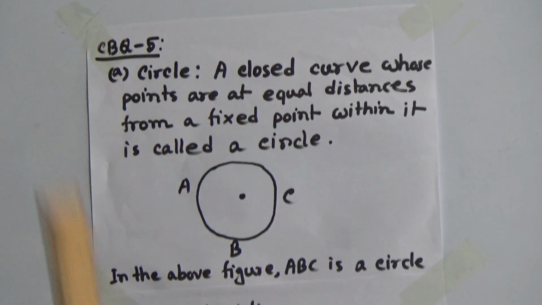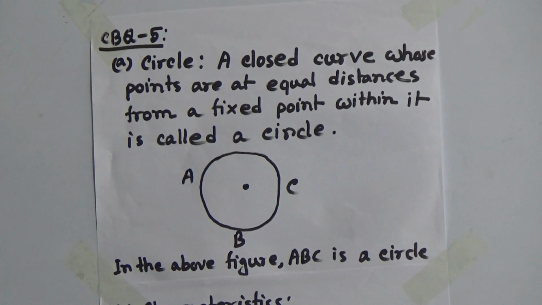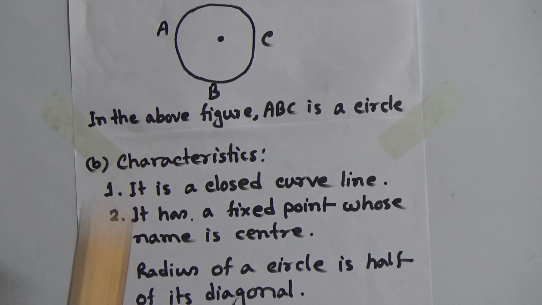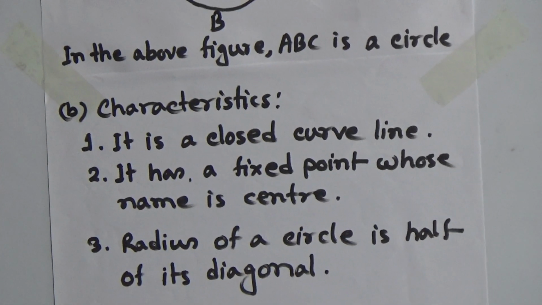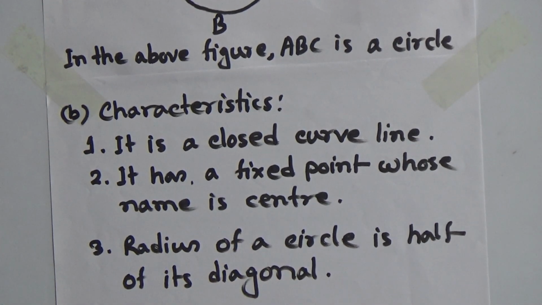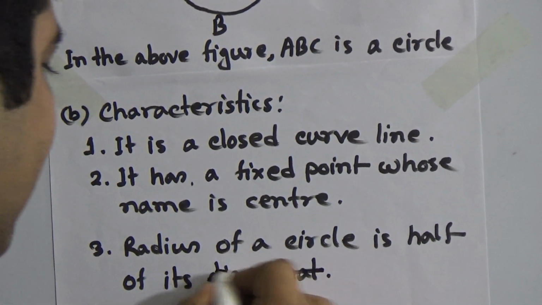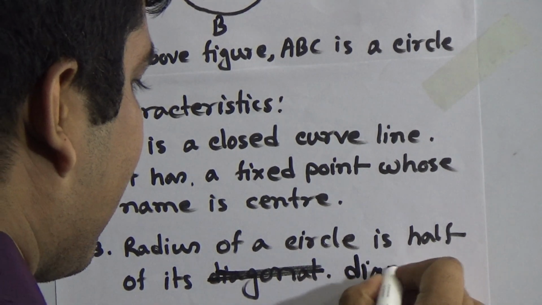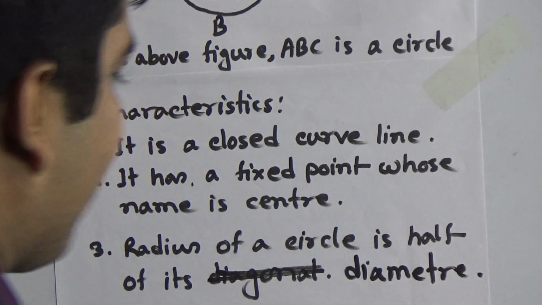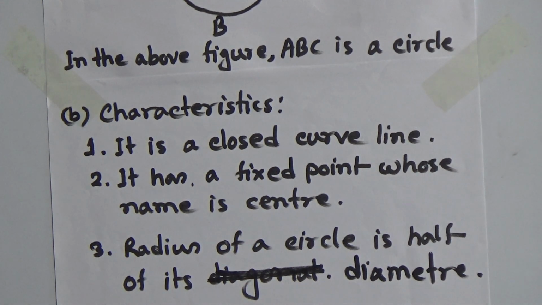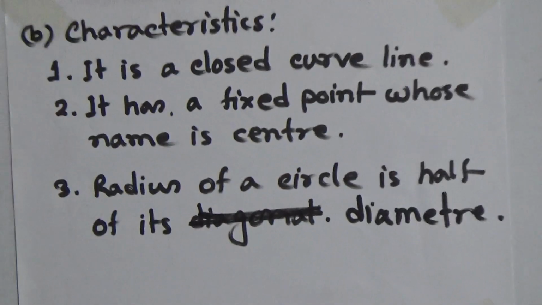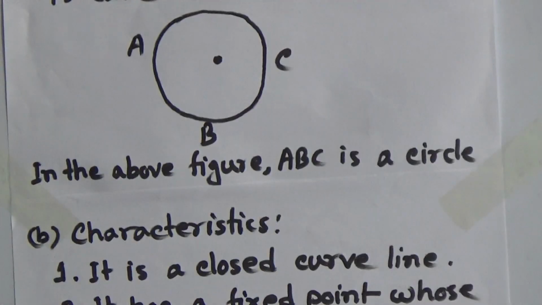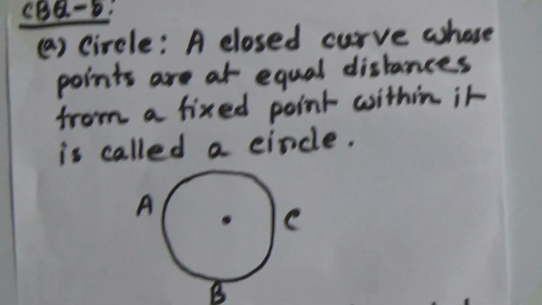From the definition we find at least 3 characteristics. Number 1, it is a closed curve. Number 2, it has a fixed point whose name is center. Number 3, the radius of a circle is half of its diameter. Sorry, it is not diagonal, it will be diameter. I hope you have understood. Another one we can also write: all the points are at equal distance from the center. No need to write this; we write at least 3 characteristics.